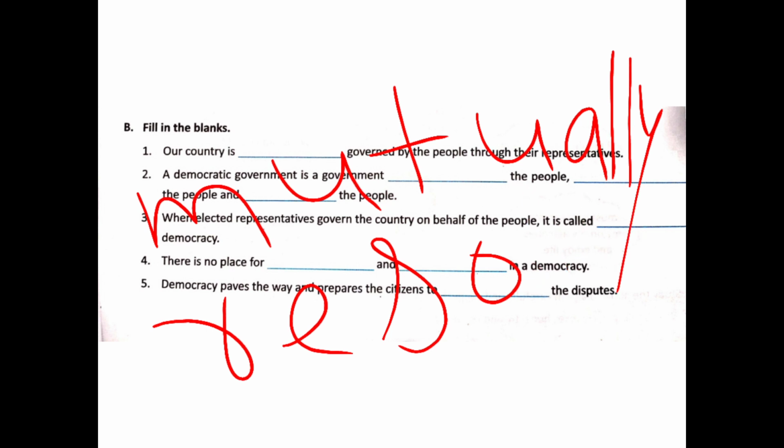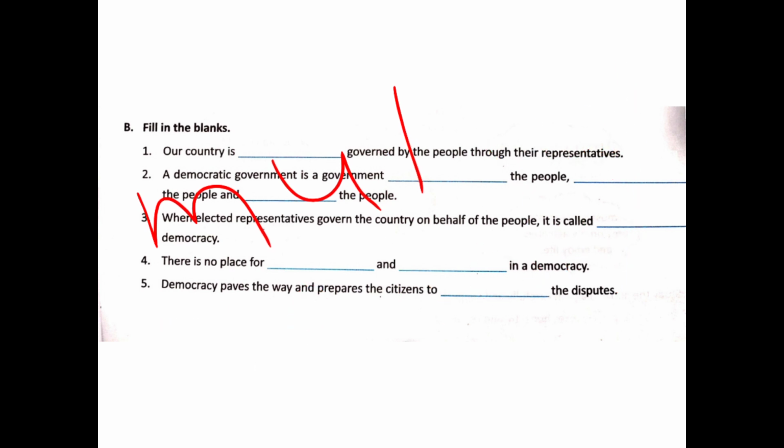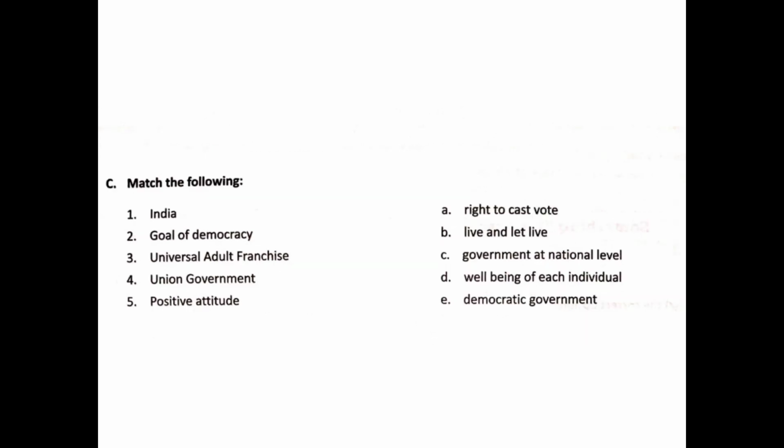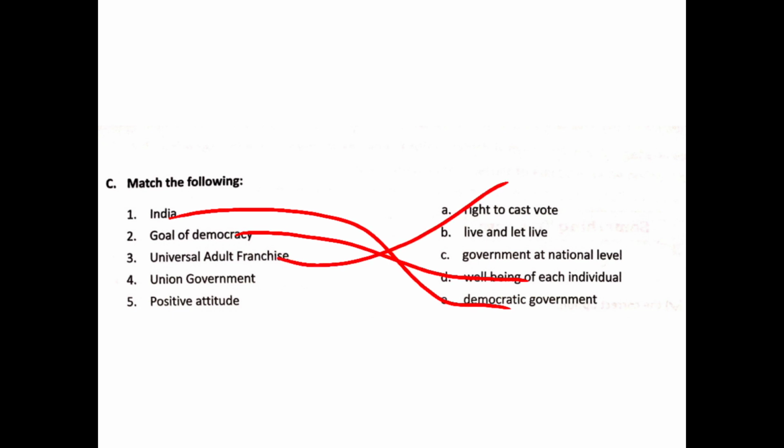Okay. Now match the following. India, democratic government. Goal of democracy, well-being each other, universal adult franchise, right to cast vote, union government at national level, positive attitudes, live and let live.